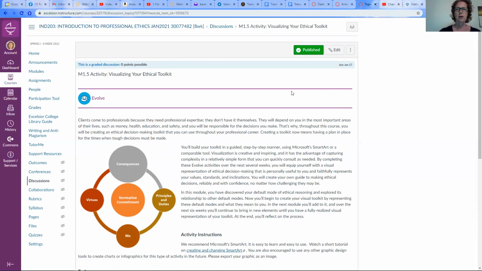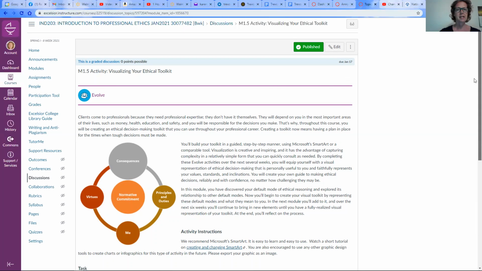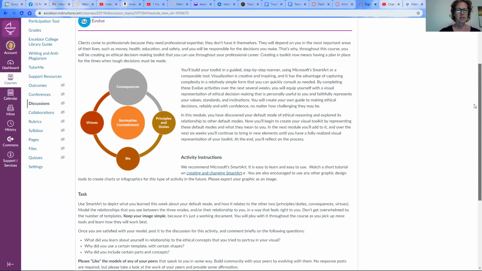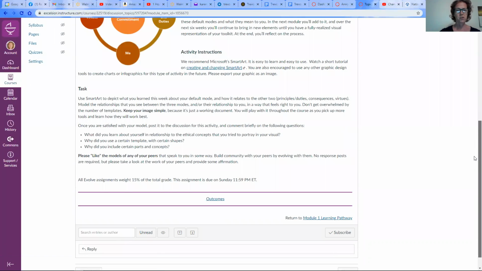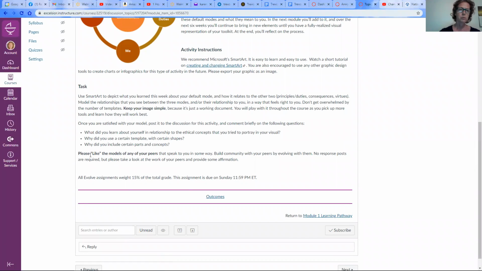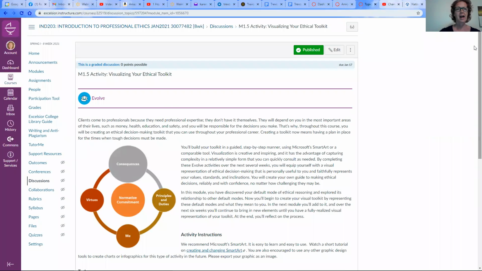Now this SmartArt piece, you do not need to comment on your peers' posts. Instead, you will be hitting the like button if you like some of your peers' posts. So we'll be building community and evolving together. So those are just a few features of the course that I wanted to explain to you because they're probably different from what you've found in other courses.